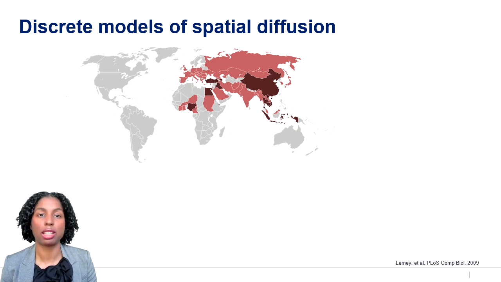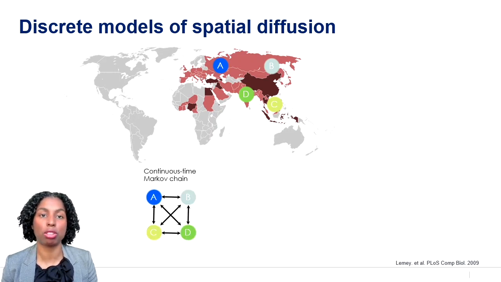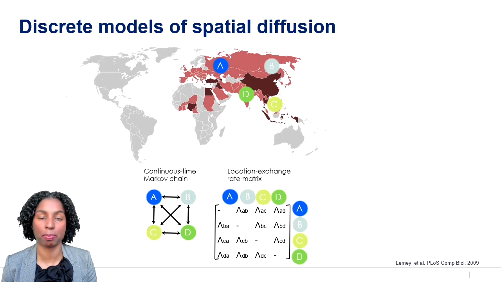One of the models that can be used to retrieve spatial information is the discrete model of spatial diffusion. To explain this, let's consider a set of samples with discrete locations. Similar to nucleotide substitution models, here we use a continuous time Markov chain process to model pairwise rates of location exchange, which are represented by parameters in the rate matrix.